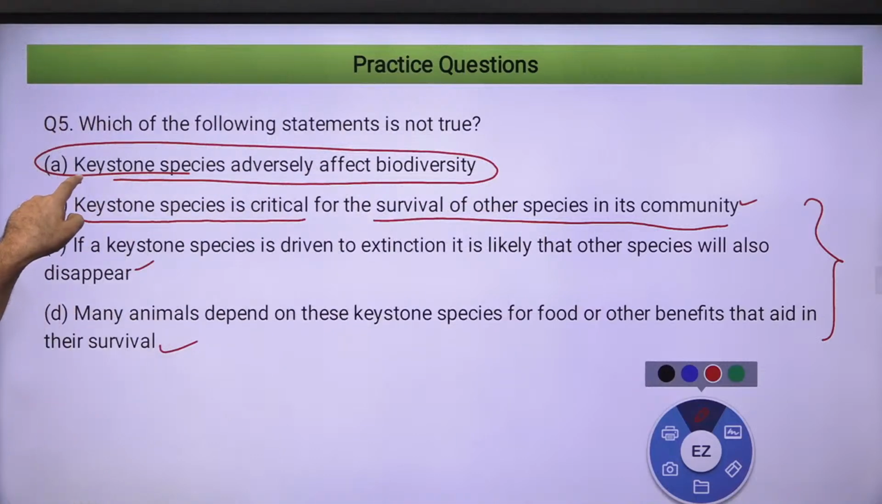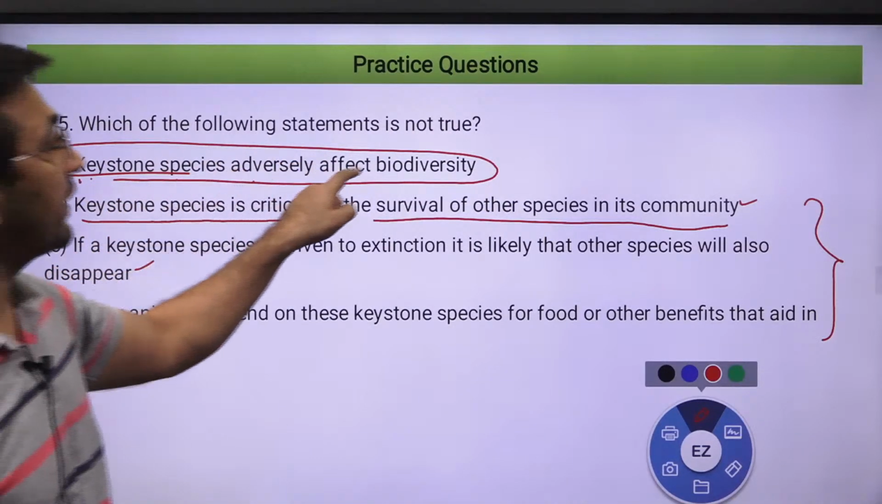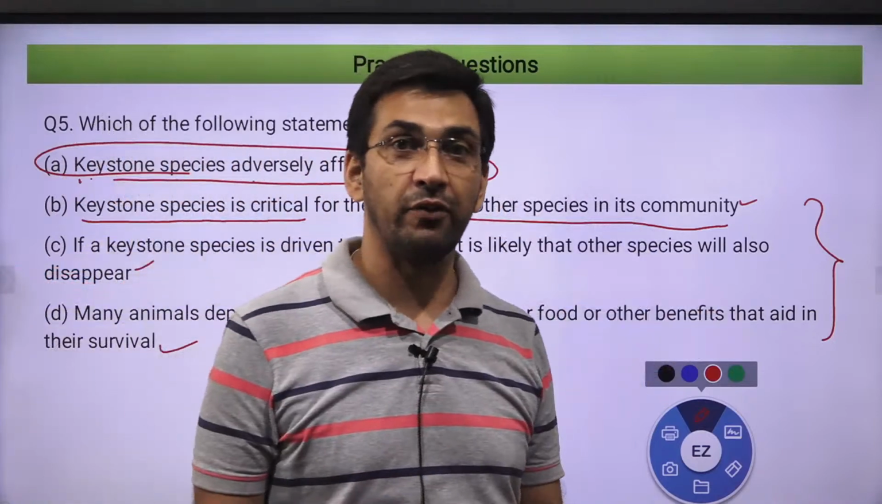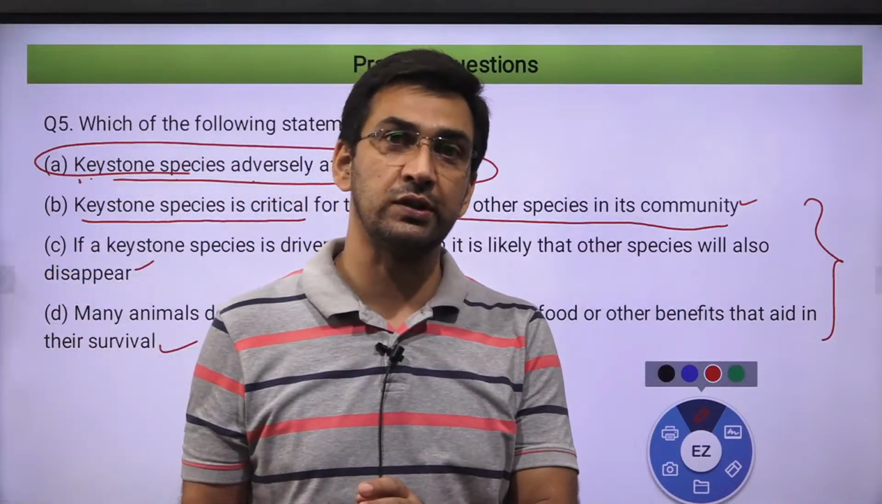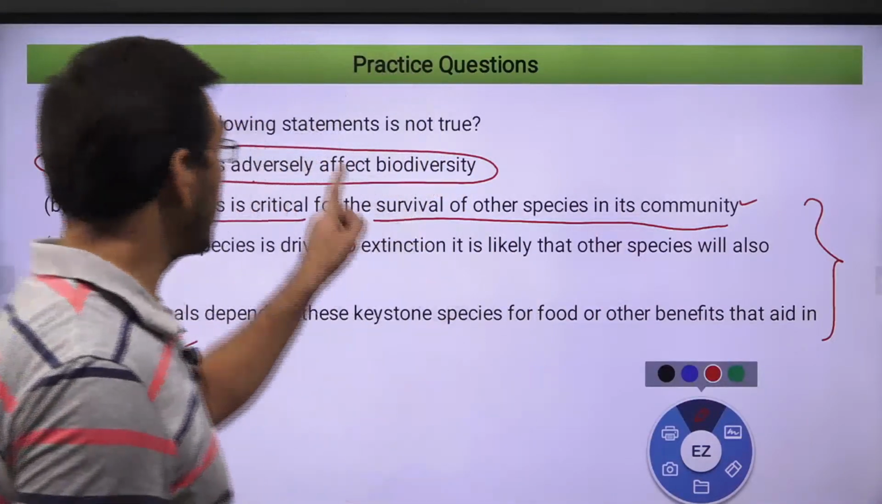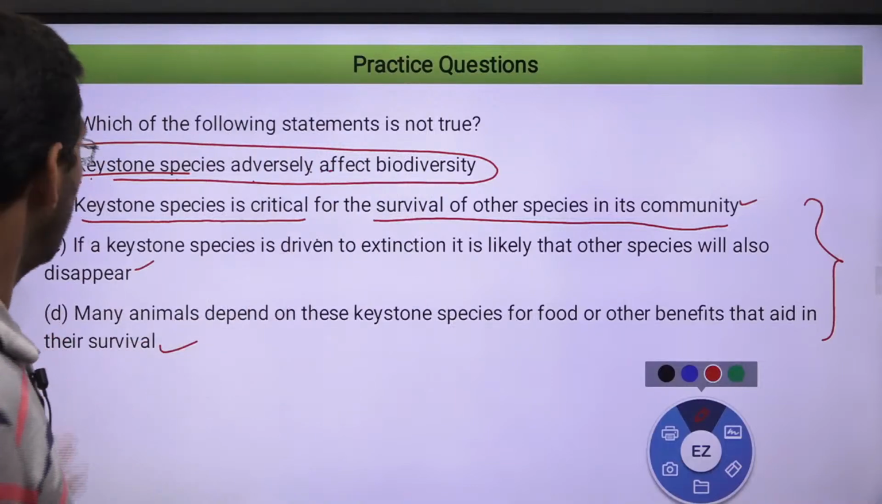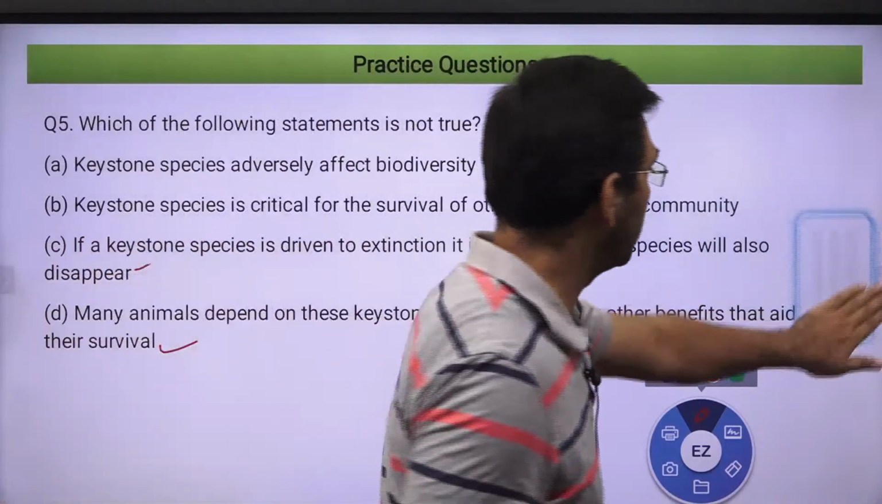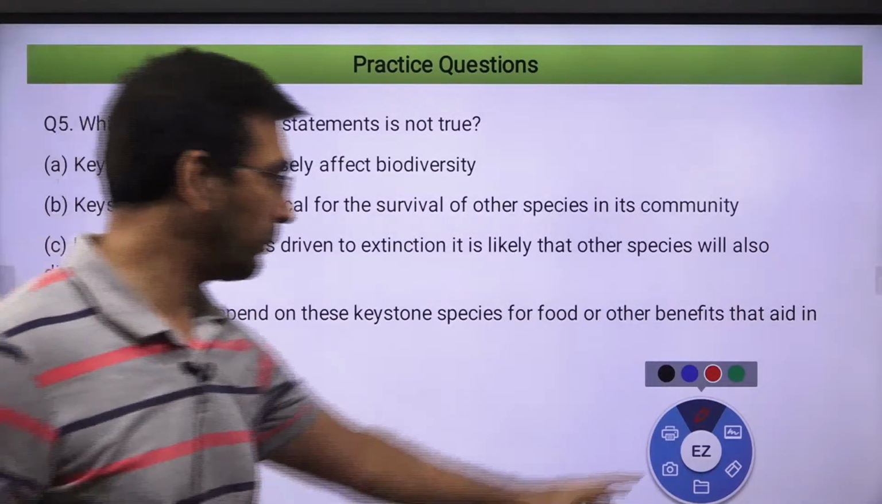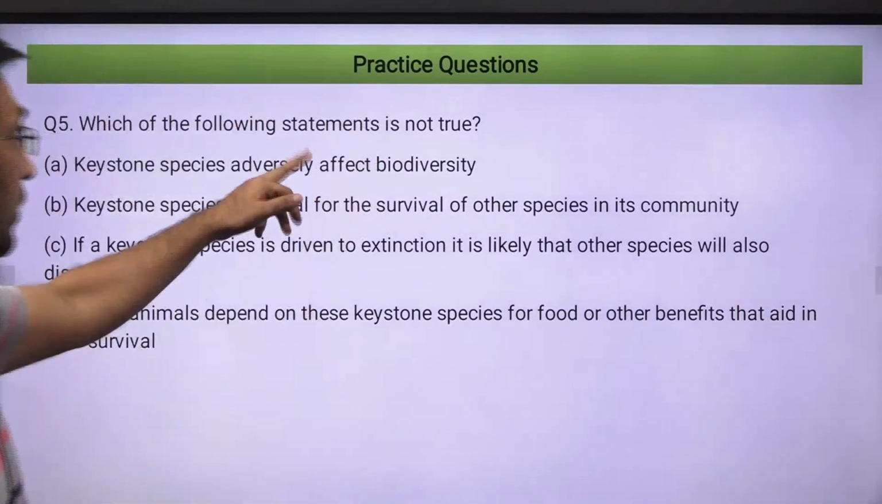ये सेंटेंस क्या बोल रहा है? कीस्टोन स्पीसीज एडवर्सली अफेक्ट द बायोडाइवर्सिटी. कीस्टोन स्पीसीज बाय देमसेल्व्स डोंट adversely affect the biodiversity. पर उनको रिमूव कर दोगे आप इकोसिस्टम से, then it is going to have effect on biodiversity. So that is why this statement is not correct. But on the face of it, when you go first time through it, then it looks like ये statement आपकी correct है. But this is not the correct statement.